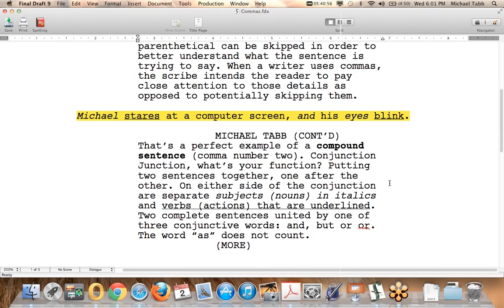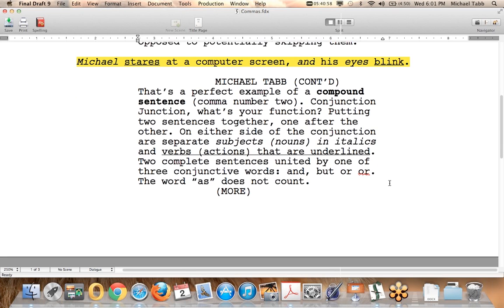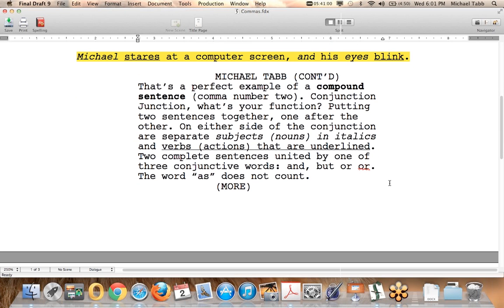Michael stares at a computer screen and his eyes blink. That's a perfect example of a compound sentence. Comma number 2. Conjunction junction, what's your function? Putting 2 sentences together, one after the other.